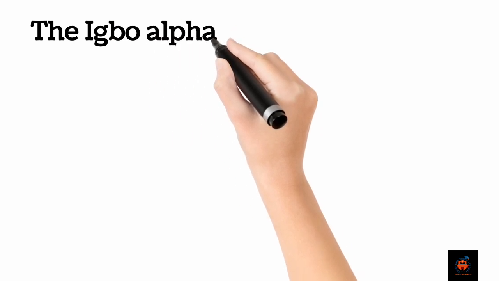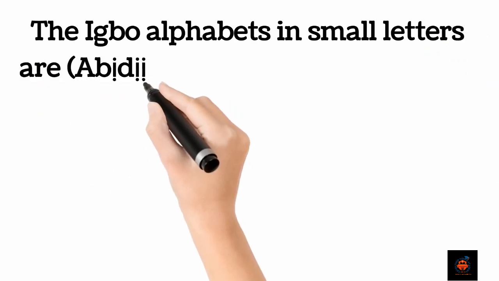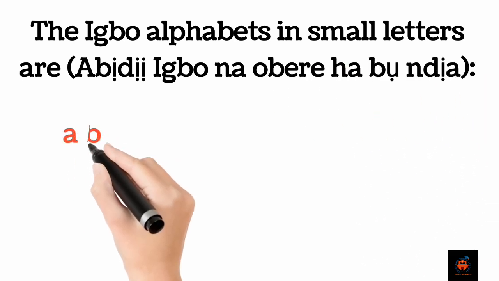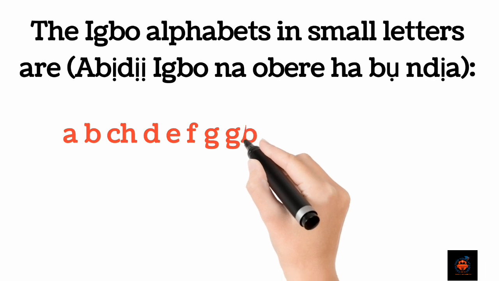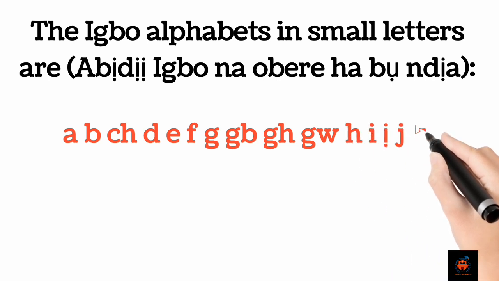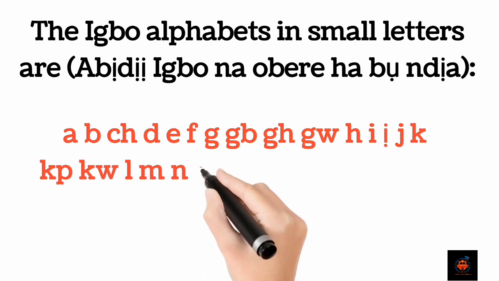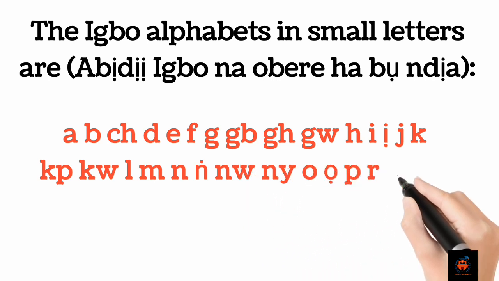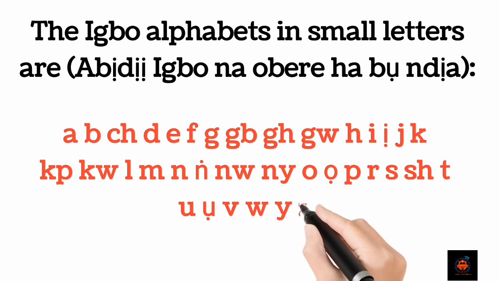The Igbo alphabet in small letters are, Abịdịị Igbo n'obere ha bụ ndị a: A, B, Ch, D, E, F, G, Gb, H, Gw, H, I, J, K, P, Q, L, M, N, Ñ, O, P, R, S, Š, T, U, O, V, W, Y, Z.